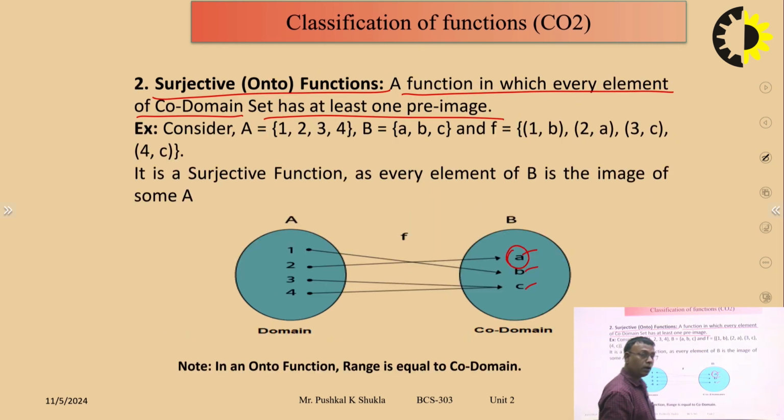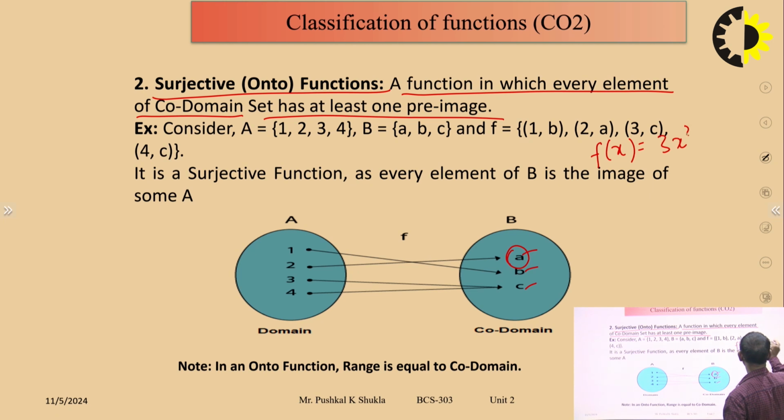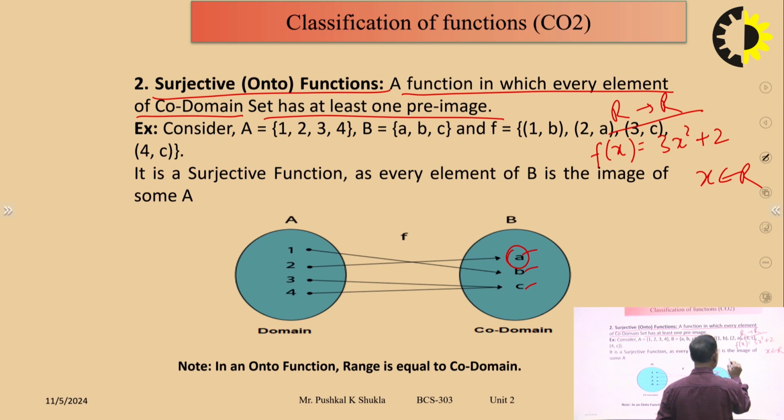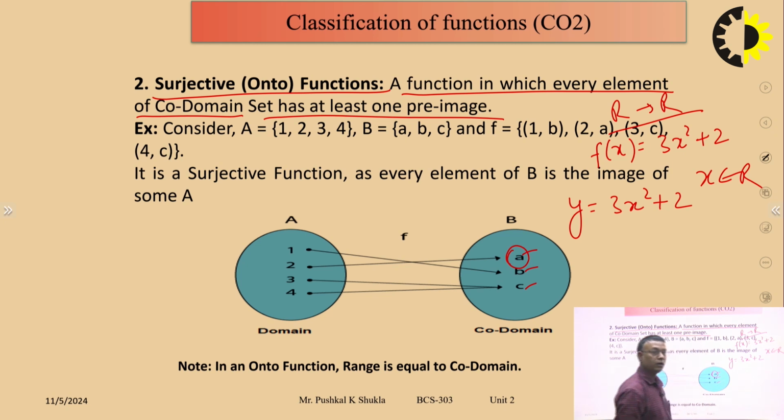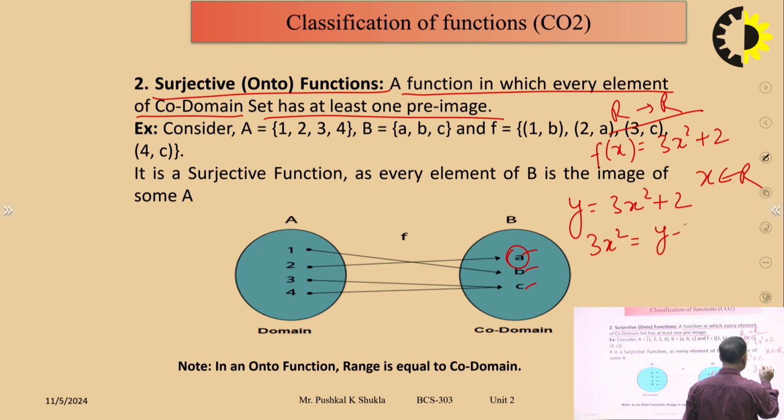So, for example, how to check whether a particular function is onto or not? Suppose f(x) equals 3x square plus 2, where x is an element of R, and this function is from R to R. To check surjectivity, we assume y equals 3x square plus 2. So, 3x square equals y minus 2, or x square equals (y minus 2) by 3. So, x equals root of (y minus 2) by 3.